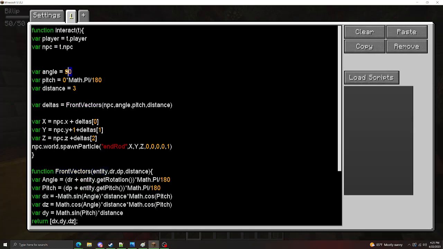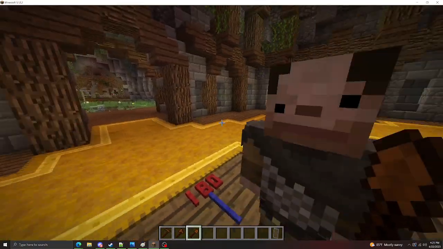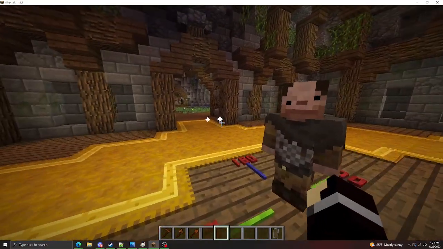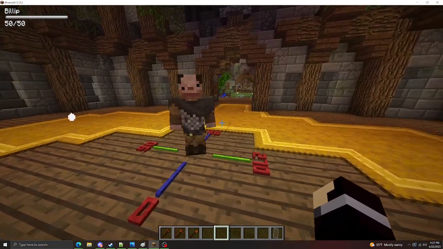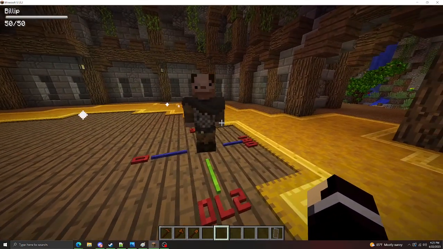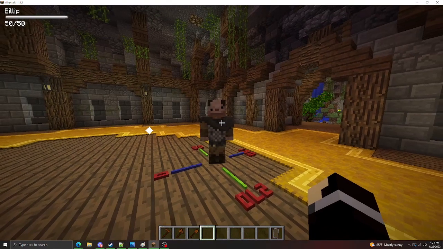So now this should spawn the particle with respect to the NPC. So it should spawn at 90, not on 90 here, but 90 from the viewpoint of the NPC. And there we go. It spawns on the NPC's right. You can see as he turns, the location that the particle is spawned at also turns. Now what if we did this with pitch as well? So let's do 90 out and let's do 45 up. Let's do distance of 2.